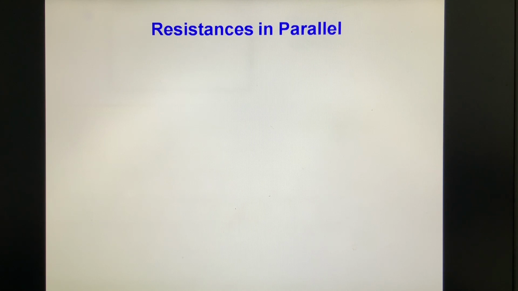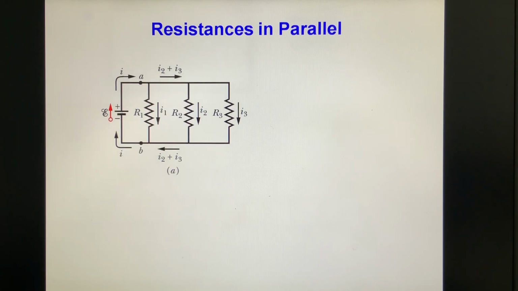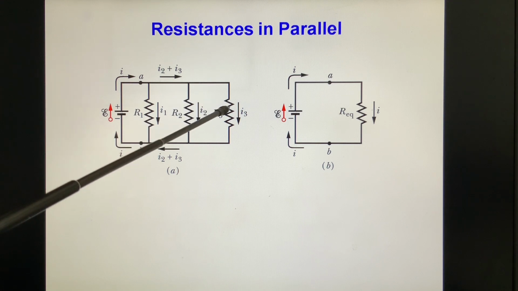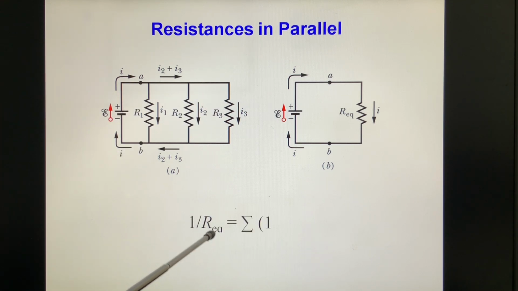Resistances in parallel, we also learned in high school. We have 3 resistors connected in parallel, and you can use an equivalent resistance to replace these 3. Okay? And the relationship is 1 over R equivalent equals sigma 1 over R_i.